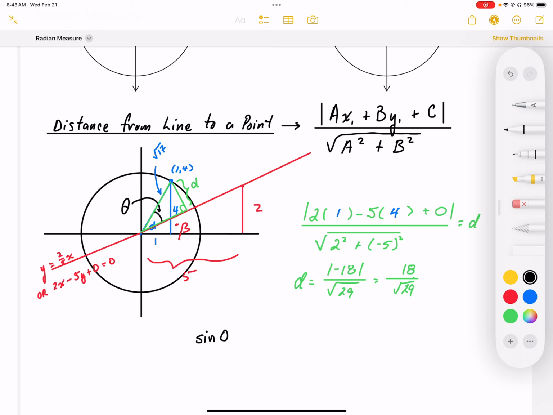We can then say that the sine of angle theta, based on that right triangle, is going to be the d that we've calculated, 18 over root 29, over the hypotenuse, in this case root 17. Putting that all together, we end up with 18 over square root 29 times square root 17, and that works out to be 18 over root 493, which is the same solution we got from the other methods.